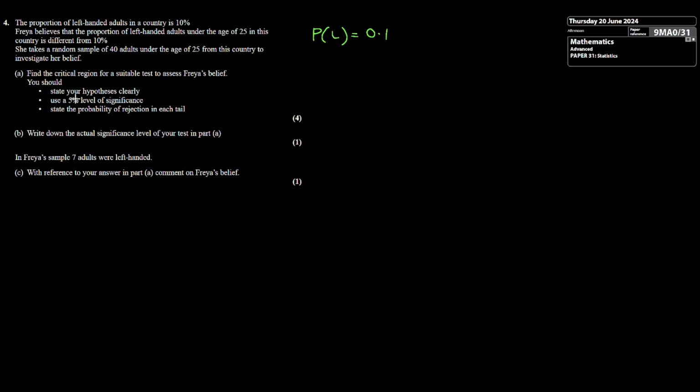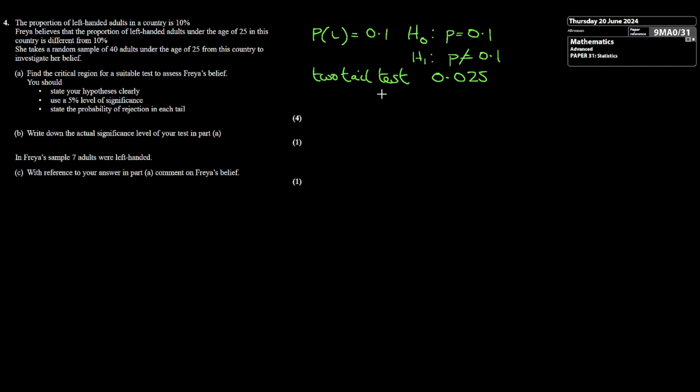Find the critical region, state your hypothesis clearly, use a 5% level of significance and state the probability of rejection in each tail. Okay, so the initial hypothesis is that the probability equals 0.1. And H1 is that the probability is not equal to 0.1, different from. So this is a two-tailed test with the probability that we want to find being 0.025 at either end.